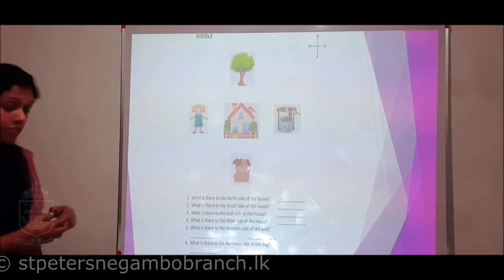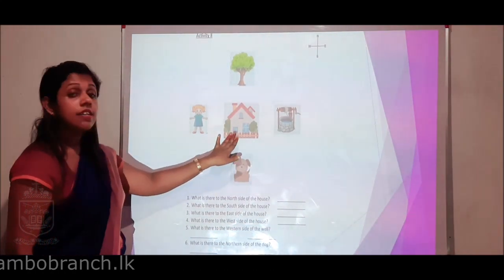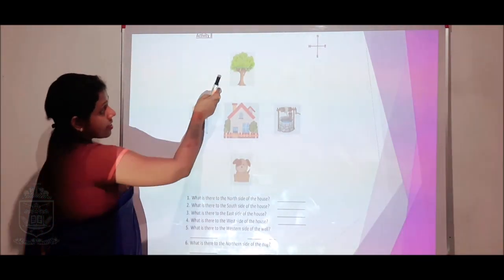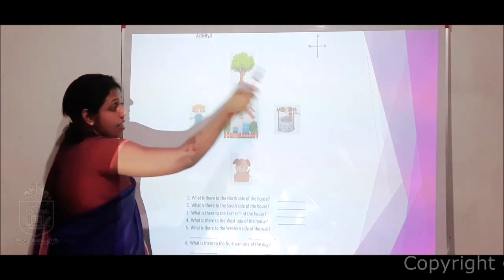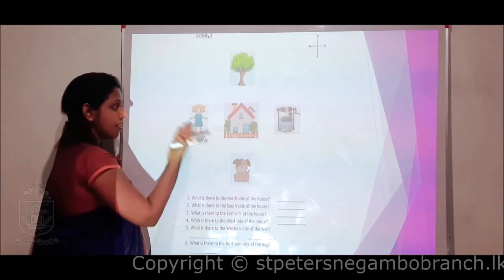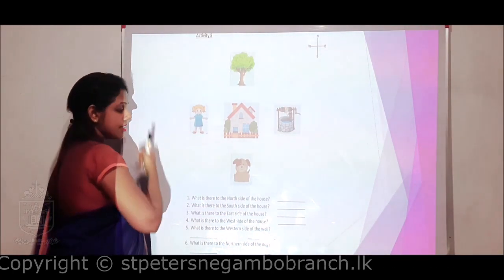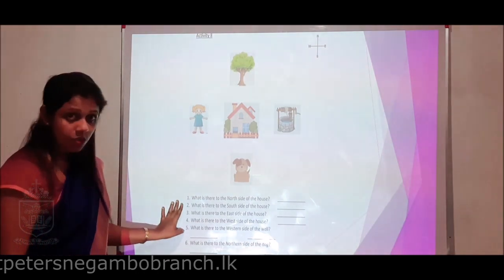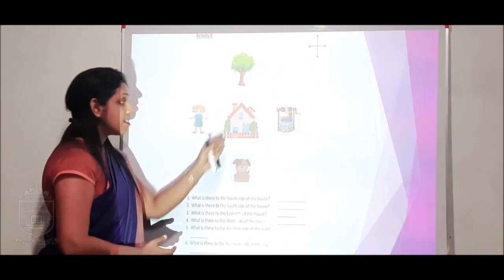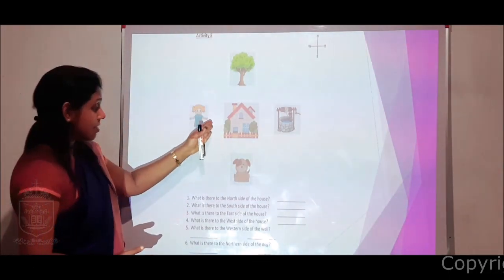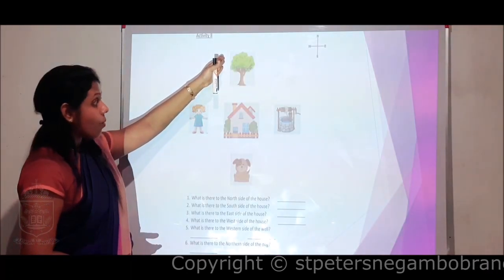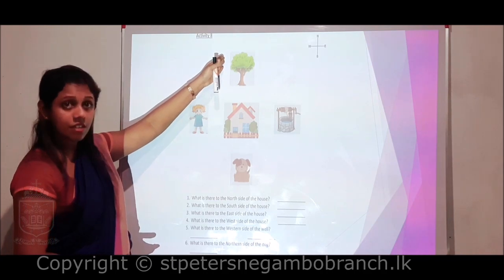So according to this picture, we can see a house is in the middle of the picture, and in the northern side we can see a tree, east side a well, south side a dog, west side a girl. So let's see what the questions are. What is there to the north side of the house? This is the house. Can someone tell me what is there to the north side of the house?